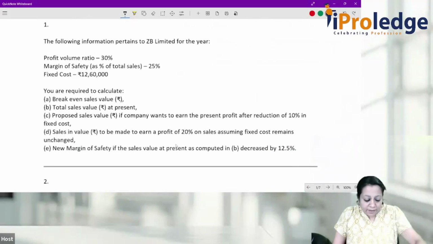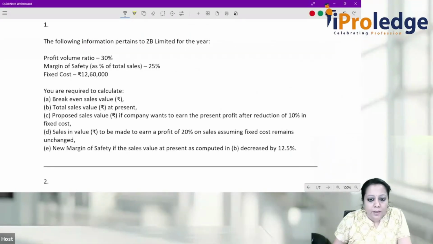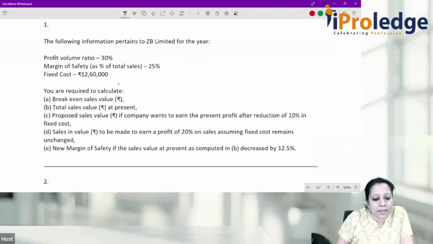The following information pertains to ZB Limited for the year: profit volume ratio, margin of safety, fixed cost. You are required to calculate break-even sales value. That is the value we need to find. Total sales value, proposed sales. If the company wants to earn the present profit after reduction of 10%. Okay, we'll do one thing. We'll read point by point. First, we'll finish one point.